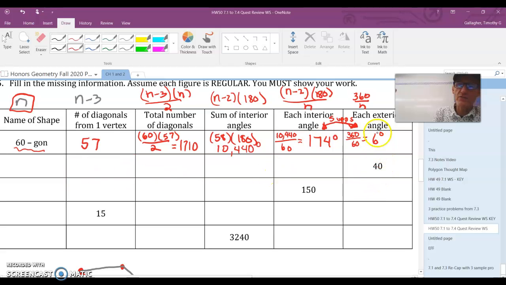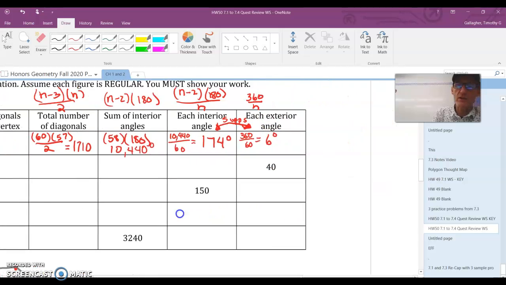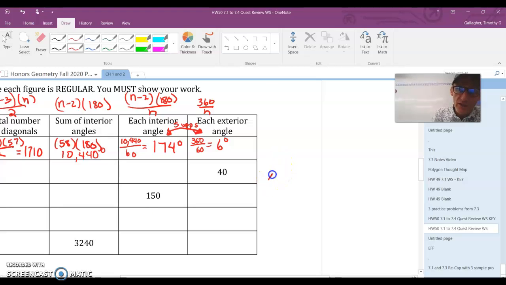It's 40 degrees for each exterior angle. Let me tell you what an exterior angle is. Okay, each polygon has a vertex, and then this angle is interior, and this one on the outside is exterior. And you can see that they're supplements of each other. So this is 140, okay?